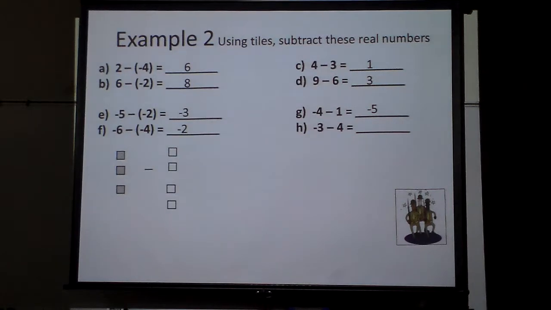So having said that, what do you think is going to happen to this negative 3 minus 4? Well, if I flip the signs like that, hey, I just got 7 of them. It's like negative 3 plus negative 4. Signs are the same, and you add them.